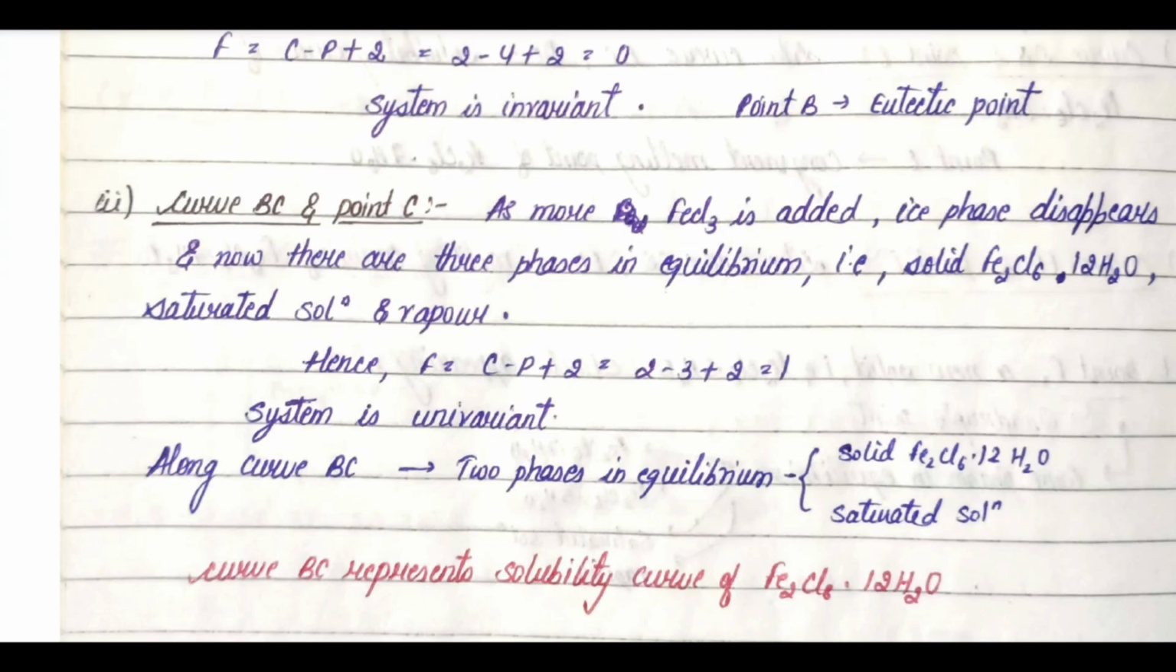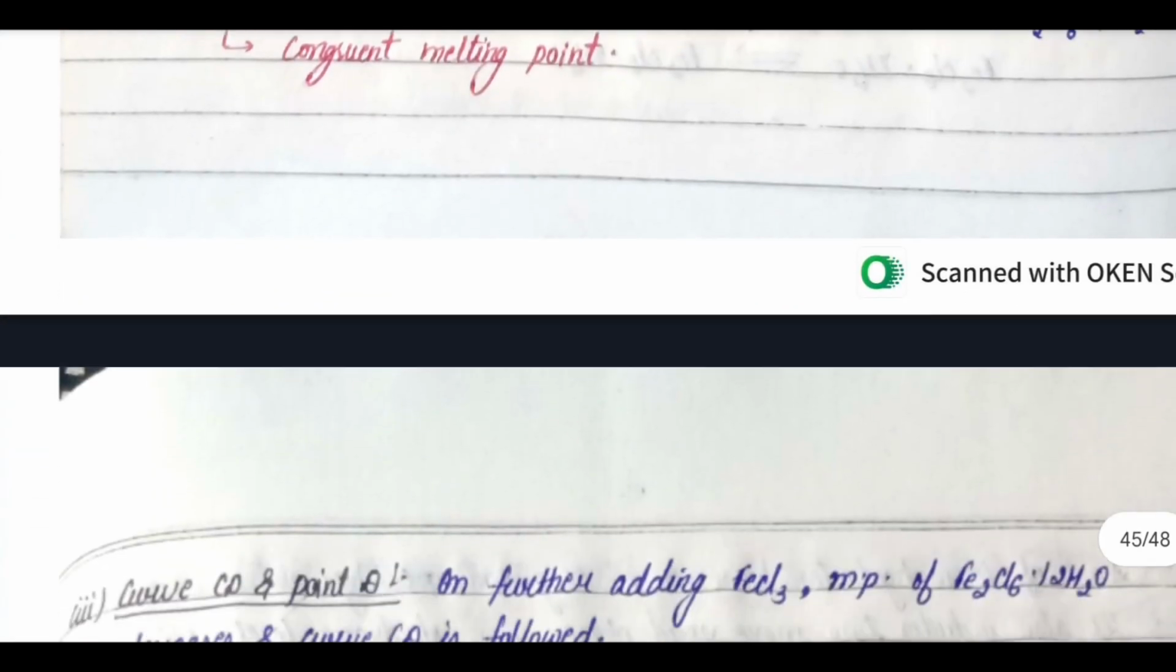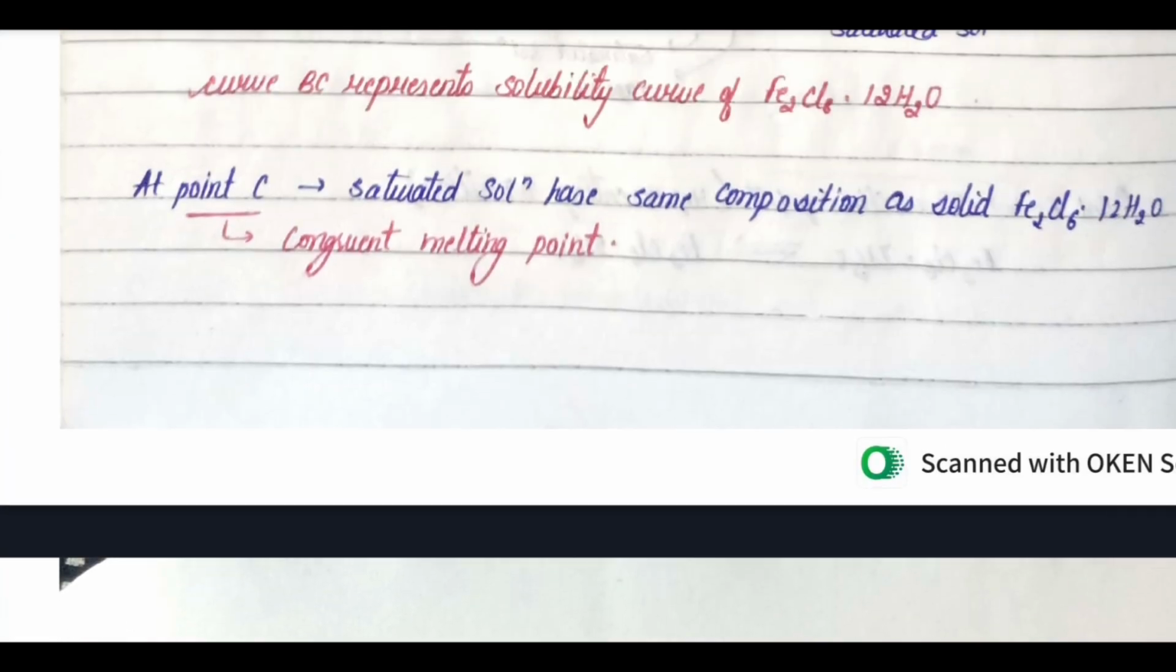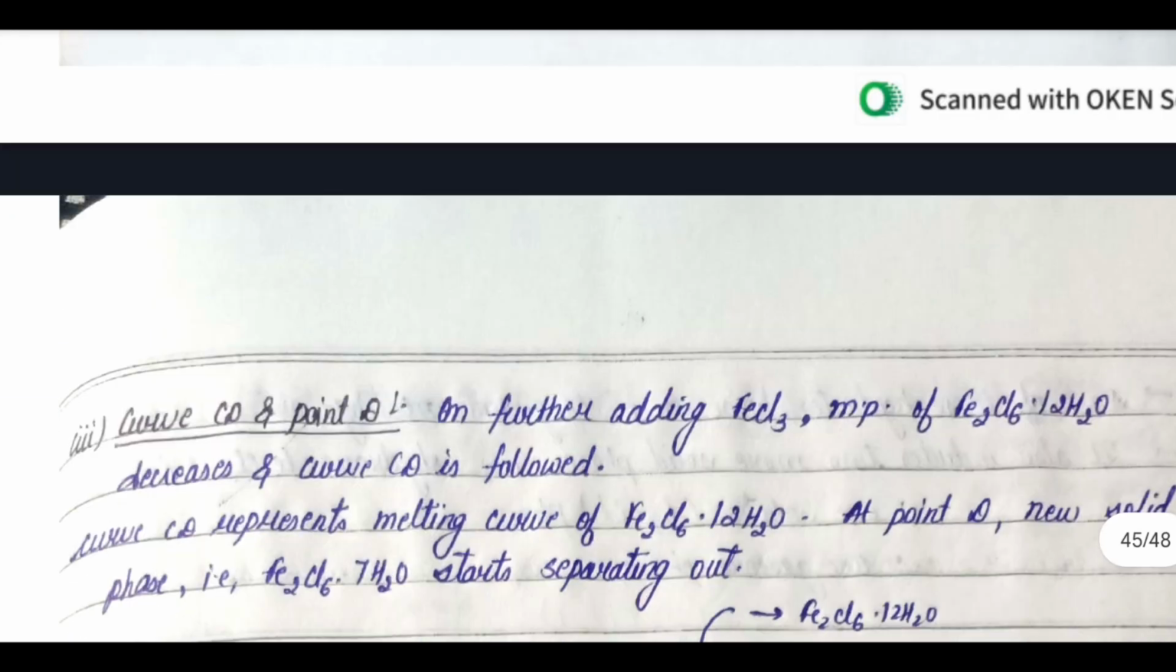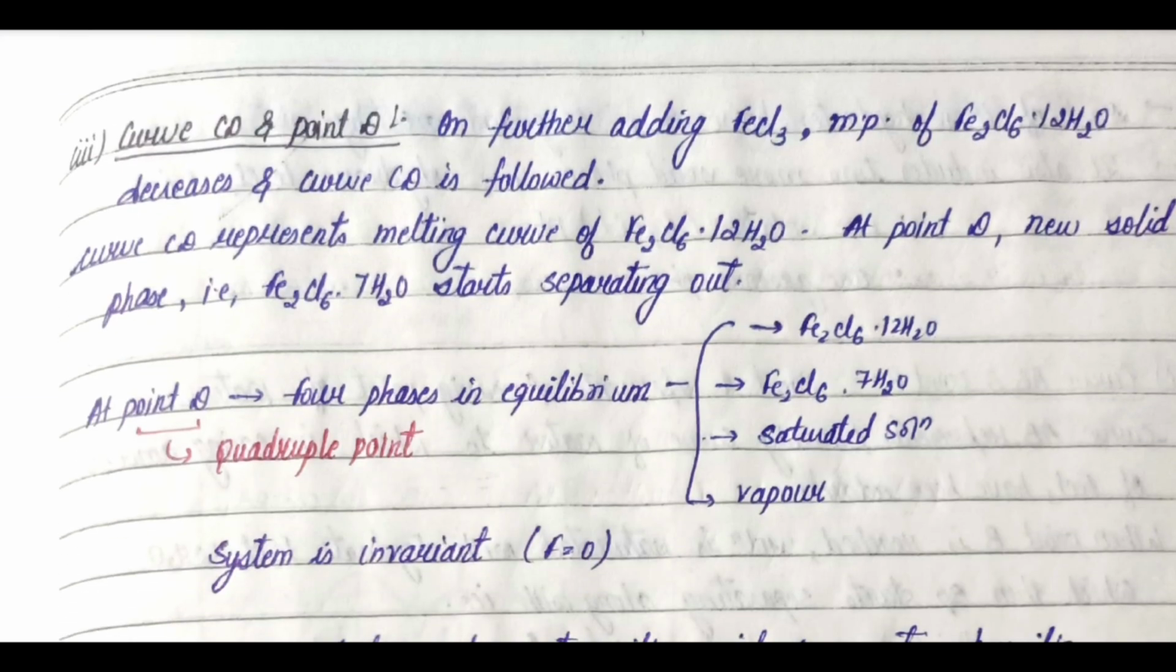That is solid Fe2Cl6.12H2O and saturated solution. So curve BC represents the solubility curve of Fe2Cl6.12H2O. At point C, saturated solution has same composition as solid Fe2Cl6.12H2O. So point C is the congruent melting point.